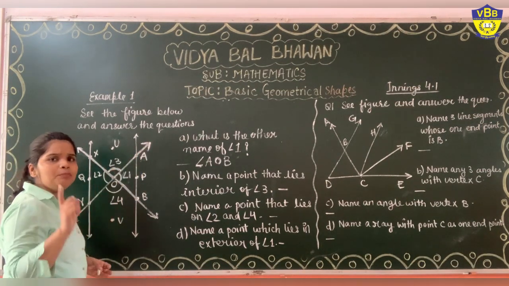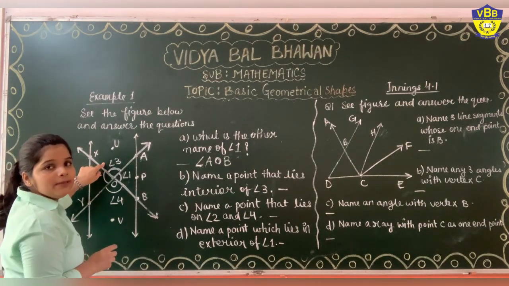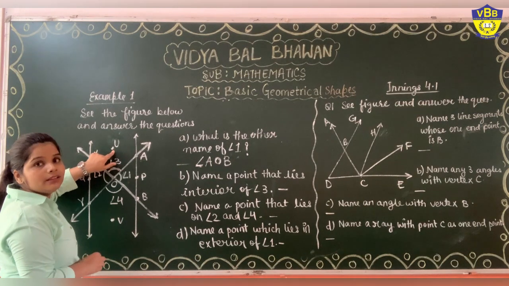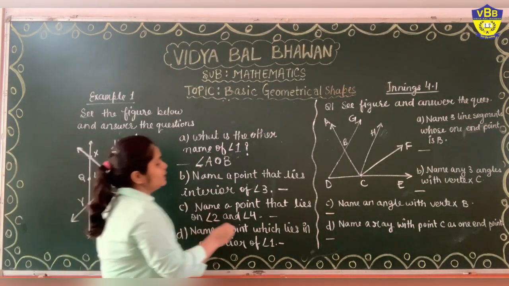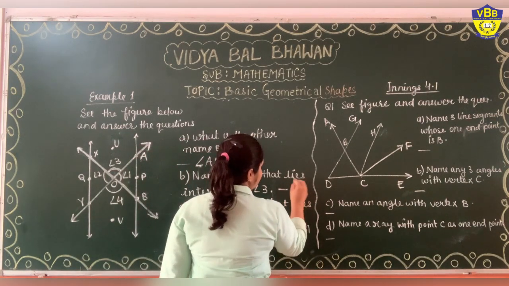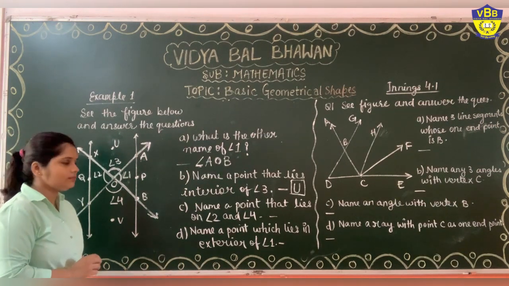Is there any point which is written inside this angle 3? Yes, this is the point here, written inside it. So what is it? U. What is the answer? U is the point written inside angle 3.